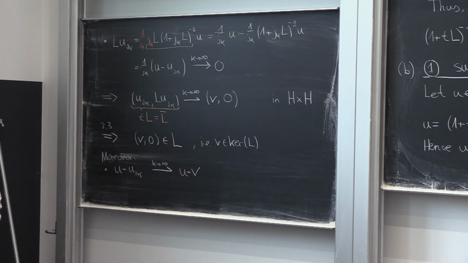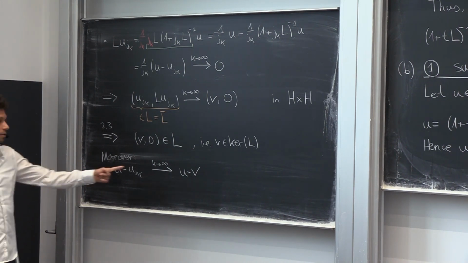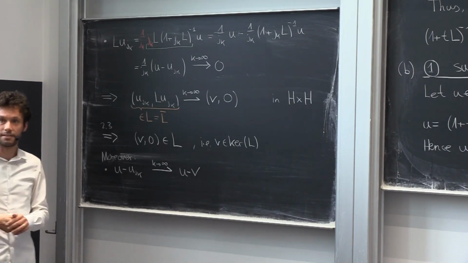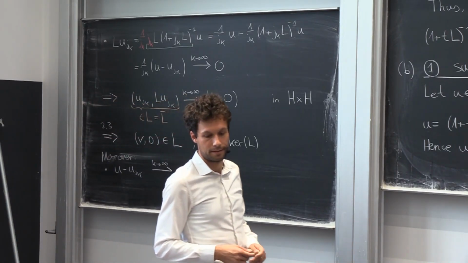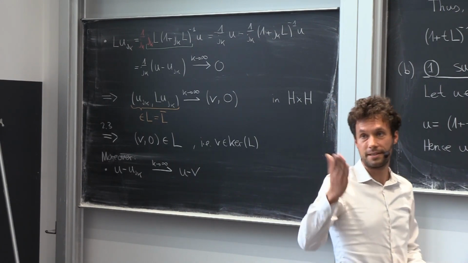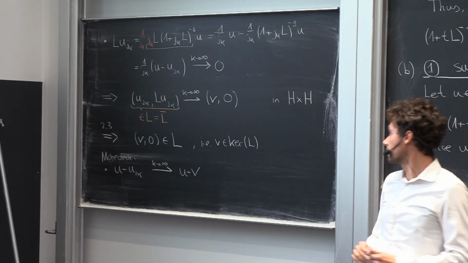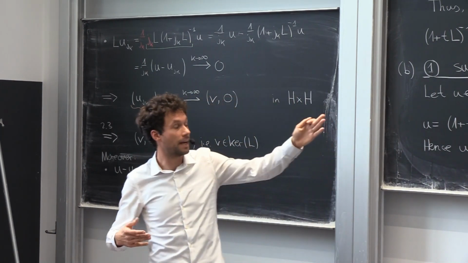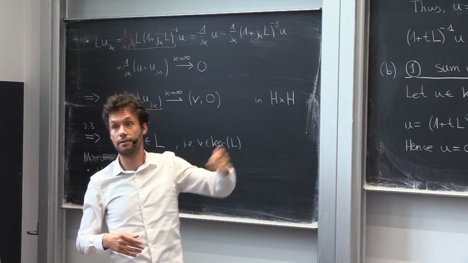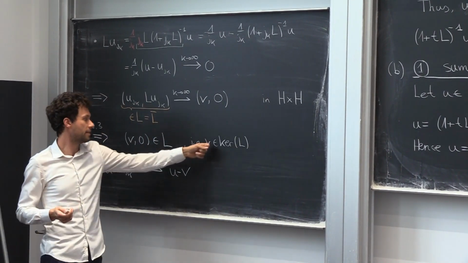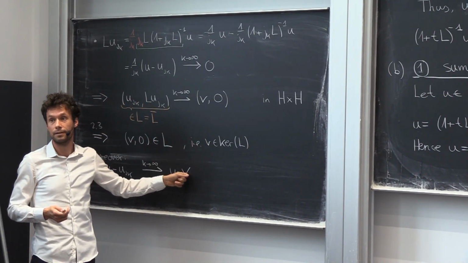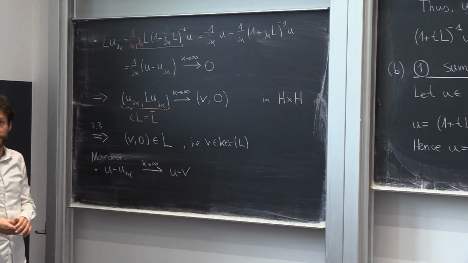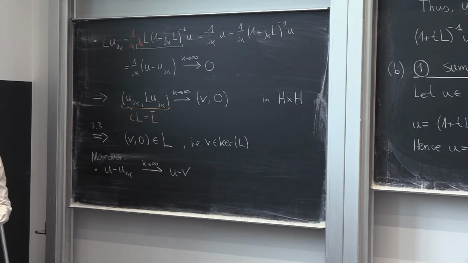All right? Now, what do I want to know about this element? What is it that I'm so desperately searching for? I want to write u as a sum of an element in the kernel and an element in the closure of the range. And I know that this v is in the kernel. I want to know if this element is in the closure of the range of L. Then I would be done.